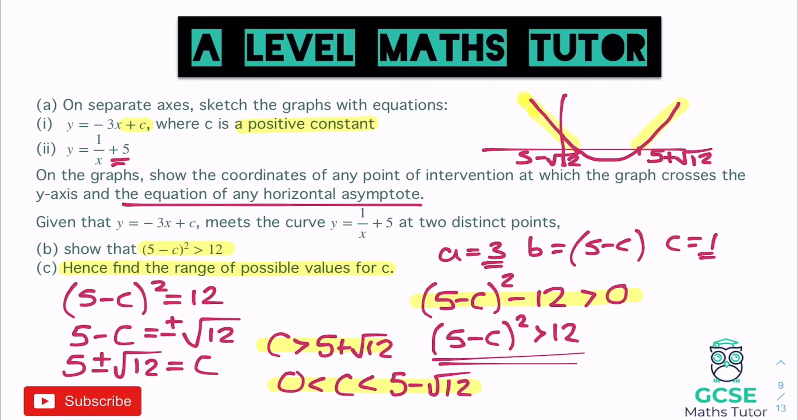Quite a large question there. Obviously we had drawing a reciprocal graph, drawing a straight line graph, drawing asymptotes, we had solving them simultaneously to find the coordinates, subbing them back in, we had quadratic inequalities, and what else did we have there? The discriminant. Tons of topics in that question.